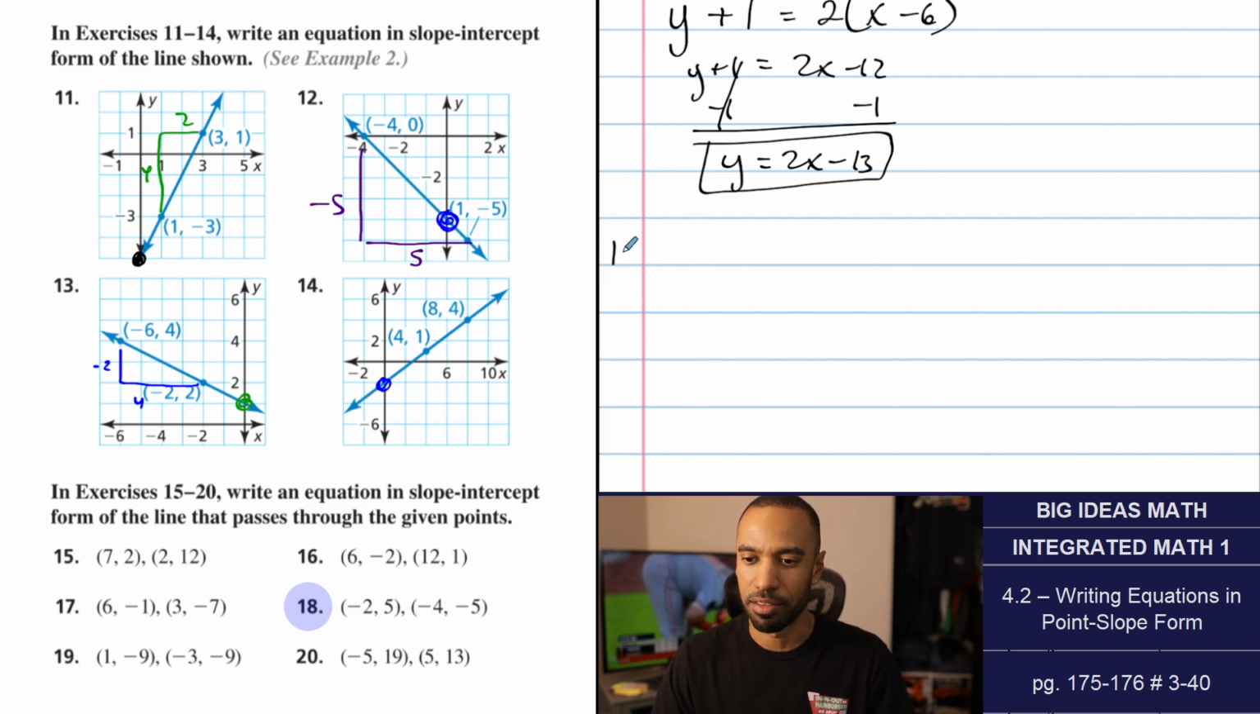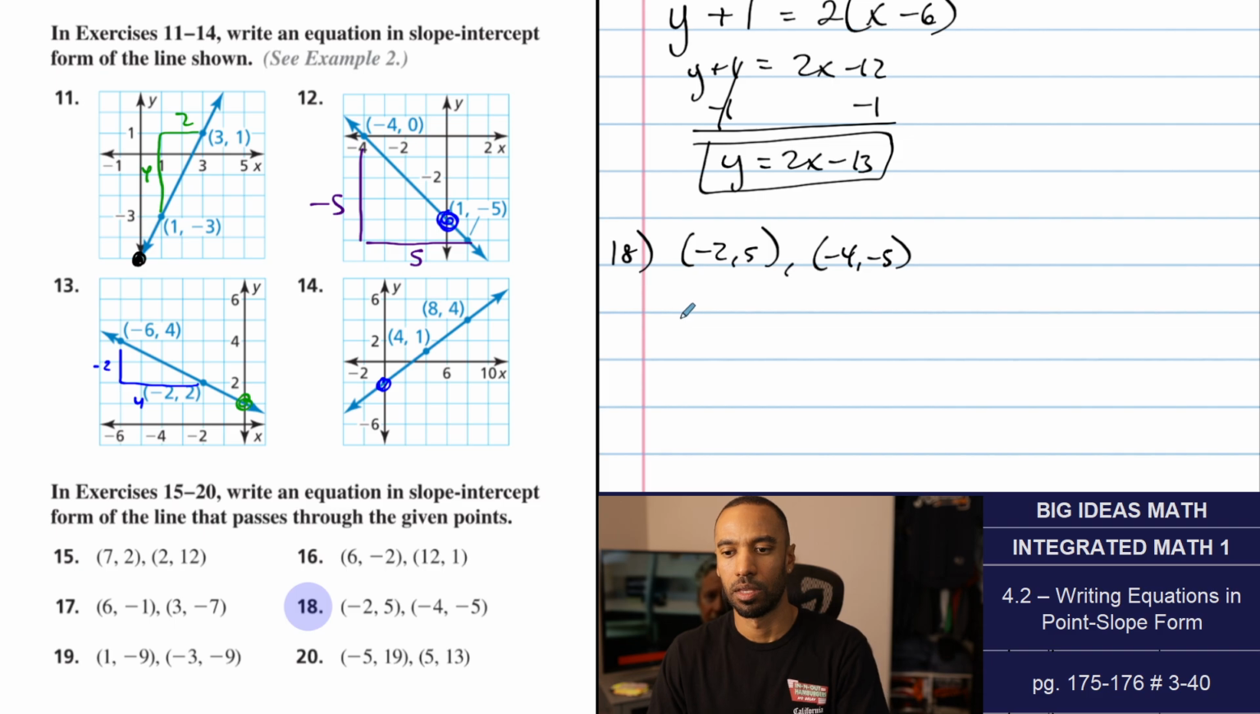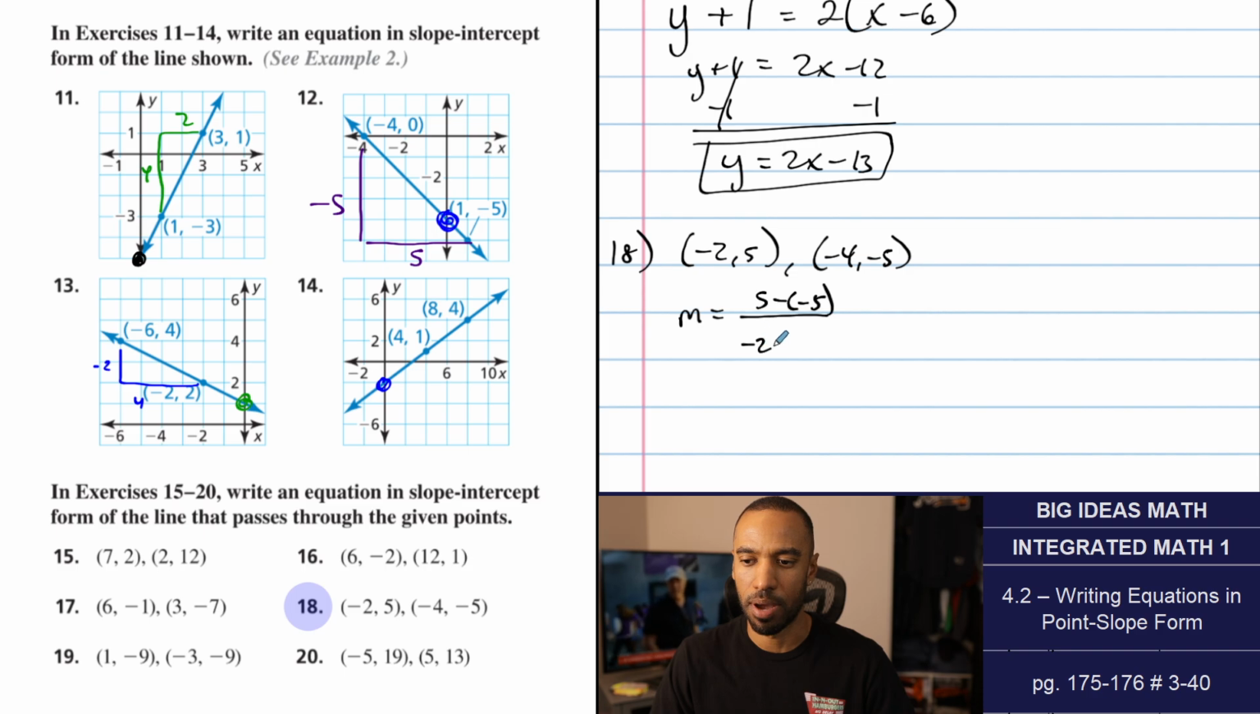We're just getting more negatives, ain't we? Number 18, we have negative 2, 5, and negative 4, negative 5. All right, our slope. Let's see. Which way shall we go? From negative 4 to negative 2 is positive, so let's do this minus that. 5 minus negative 5 over negative 2 minus negative 4. Ugh, weird. 5 plus 5 over negative 2 plus 4. 10 over 2, or 5.